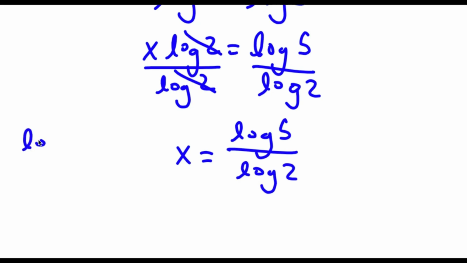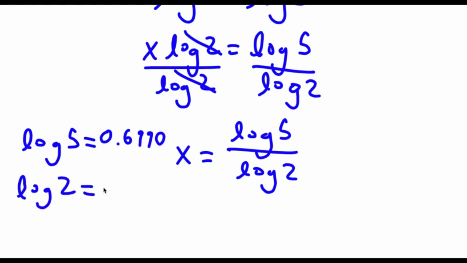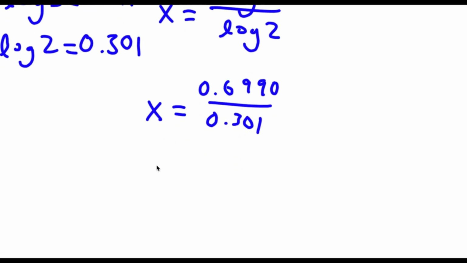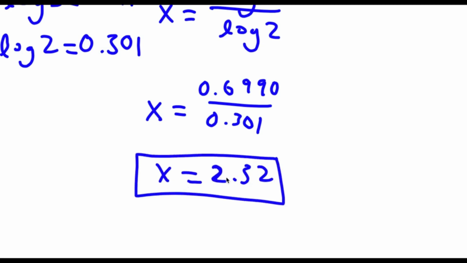Now, the value of log 5 is equal to 0.6990, and the value of log 2 is equal to 0.301. So now I have x is equal to 0.6990 over 0.301. And if I divide these two, I get x is equal to 2.32. So this is my answer.